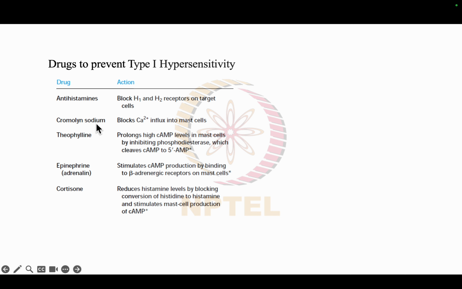Drugs to prevent type 1 hypersensitivity: antihistamines, which block H1 and H2 receptors on target cells. Cromolyn sodium, which blocks calcium 2+ influx into mast cells. Theophylline prolongs high cAMP levels in mast cells by inhibiting phosphodiesterase, which cleaves cAMP to 5' AMP. Epinephrine, adrenaline, stimulates cAMP production by binding to beta adrenergic receptors on mast cells. Cortisone reduces histamine levels by blocking conversion of histidine to histamine and stimulates mast cell production of cAMP.